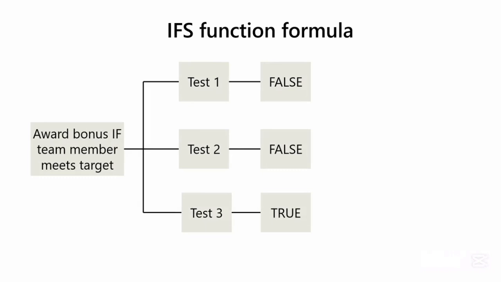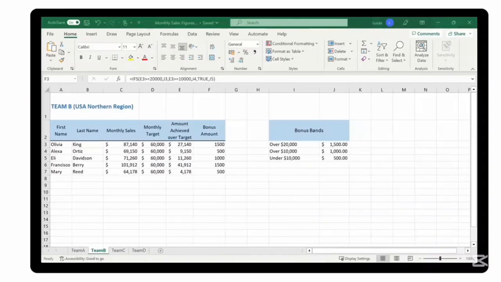If a test is false, it continues to move through the tests until it finds one that is true. When a logical test returns true as a result, the formula performs or displays whatever is in the value if true for that test. It then stops running tests. In the case of AdventureWorks, the ifs function can continually check each sales team member's sales results against the different bonus bands until it identifies a suitable amount to award them.